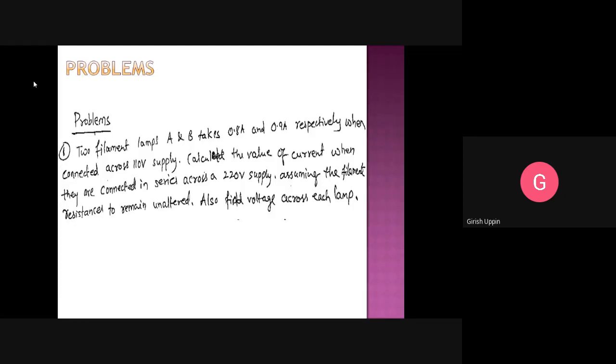Some of the other characteristics of series DC circuits: the applied voltage to the series combination of resistors is equal to the sum of the individual voltage drops across each of the resistors. That is, if the applied voltage is V and V1, V2, V3 are the voltages across R1, R2, R3 which are connected in series, the applied voltage V is equal to V1 plus V2 plus V3. Similarly, the power dissipated in the circuit is equal to the sum of the power dissipated or consumed in the individual resistors. That is, P is equal to P1 plus P2 plus P3.